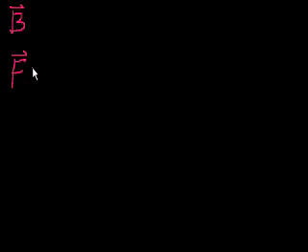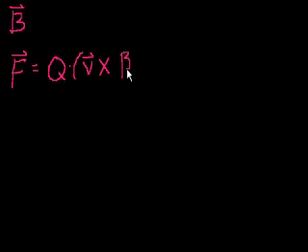But anyway, the force on a charge is equal to the magnitude of the charge, which of course could be positive or negative, times, and this is where it gets interesting, the velocity of the charge cross the magnetic field. You can either multiply the velocity by the scalar first, or take the cross product and then multiply it by the scalar. It doesn't matter because the charge is just a number, not a vector. You take the cross product of the velocity and the magnetic field, multiply that times the charge, and you get the force vector on that particle.